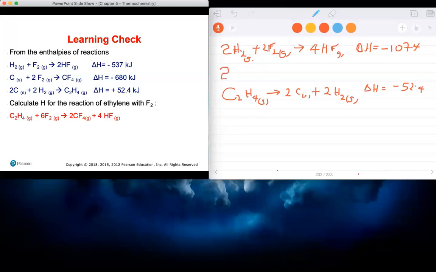So this is 2C, solid, plus 4F2 gas, going to, remember we are multiplying it by 2, 2CF, no, 2CF4, 2CF4 like that, and 4, it's 4, and this is gas.